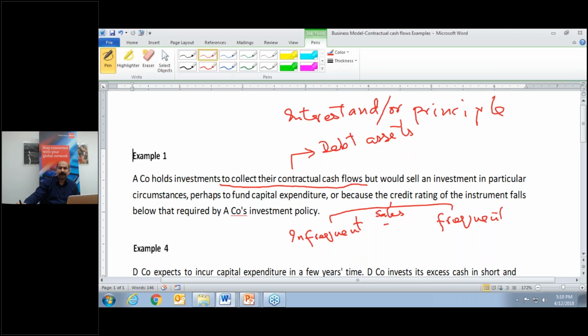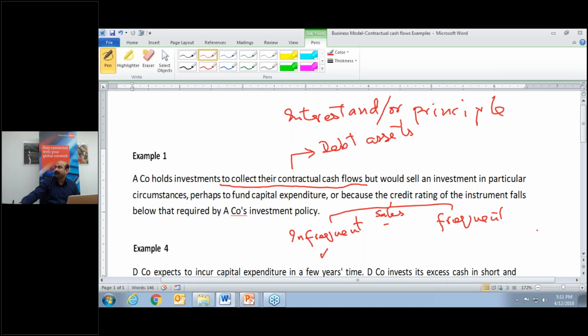See, the objective of a company is to hold the financial asset and collect the contractual cash flows. Some sales would not contradict that objective, for whatever reason. Some sales would not contradict that objective; that objective will be considered as remaining intact, that the objective of the company is to collect the contractual cash flows.